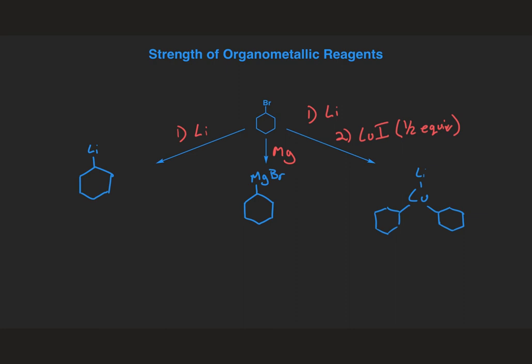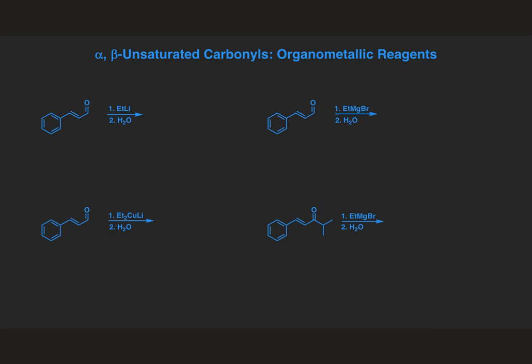I wanted to review this because organolithiums are very strong. In fact, they're the strongest nucleophile that we talk about in terms of organometallics. And alkyl cuprates, by comparison, are the weakest. And so they have slightly different reactivities with alpha-beta unsaturated carbonyl groups. If we look at several examples of organometallics with alpha-beta unsaturated carbonyl compounds, the organolithium is the strongest, the hardest nucleophile. And so it's going to preferentially attack at the carbonyl carbon.